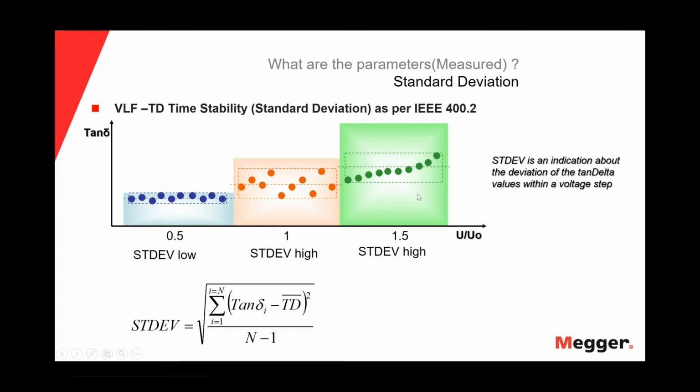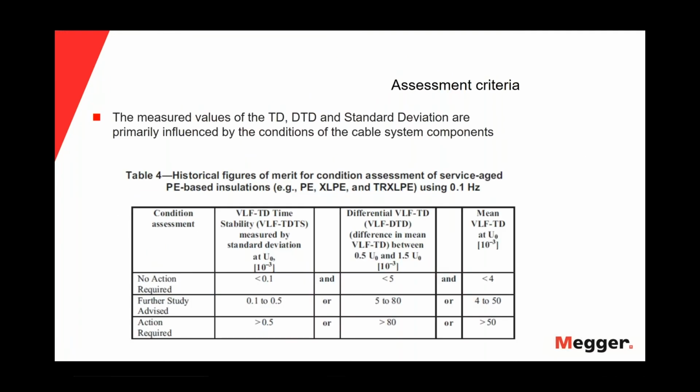Okay, and this will be the last one, the third measurement or parameter we will measure. Once we are done with our tan delta test, we will compare our stability or tan delta, the delta of the tan delta and the mean value with a table. In this case, we are seeing table number 4 for PE and XLPE cables. The condition assessment that we can get is no action required, further study advised, and action required.